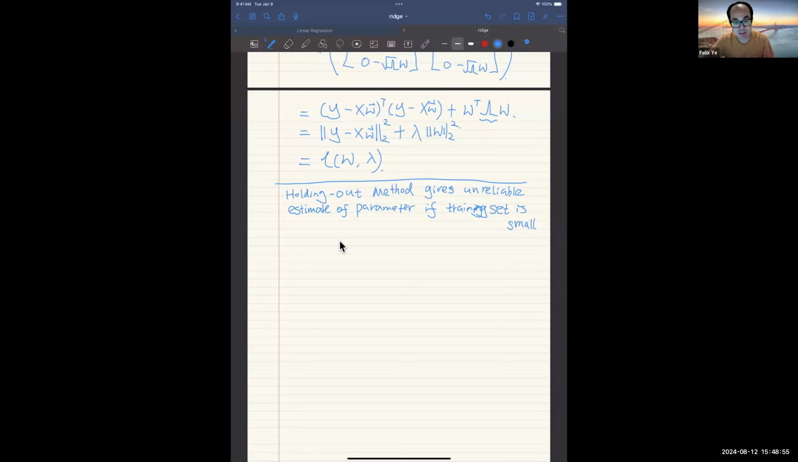So another way that we can get around this is something called k-fold cross validation. So what is k-fold cross validation? It's the following. I'm going to tell you specifically, but this works well when the data set is small.